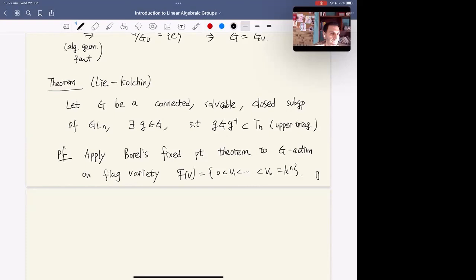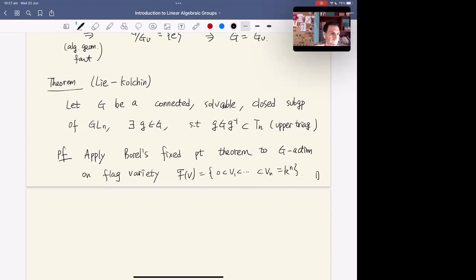So do we really need to use the flag variety? Can we just use projective space? Oh, that's a very good comment. So the question is, do we have to use the flag variety? Can we use projective space? Yes, you can, also by induction, perhaps. I suppose there is a more elementary proof of Lie-Kolchin, so you probably don't need to use Borel's fixed point theorem, and maybe that can be your exercise for this afternoon.